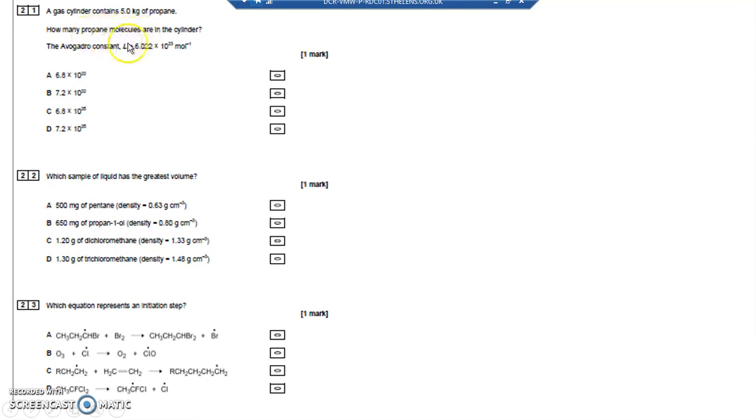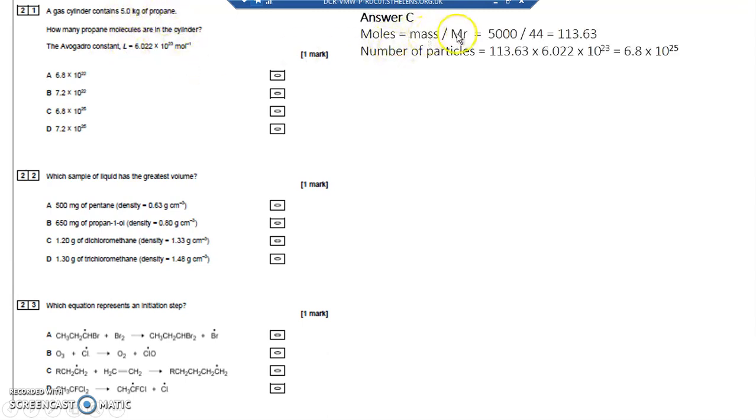Where's it going to take me? Propane, a number of particles in a mole. Yeah, so I need to work out the number of moles. So first of all, let's do spoilers. Moles equals mass divided by Mr. The problem is that the mass needs to be in grams and I've got it in kilograms. Kilograms down to grams, so down to a smaller unit, you're going to multiply by 1,000. 5 times 1,000 is 5,000.